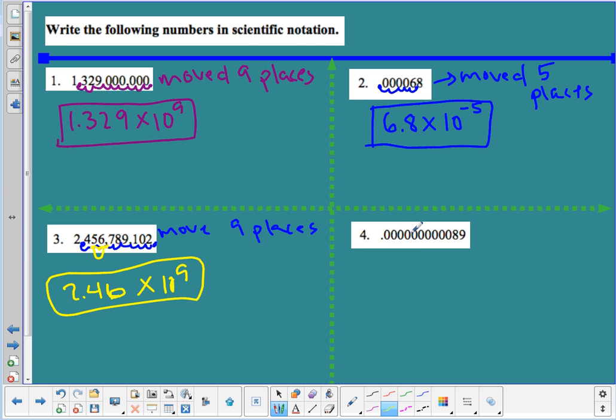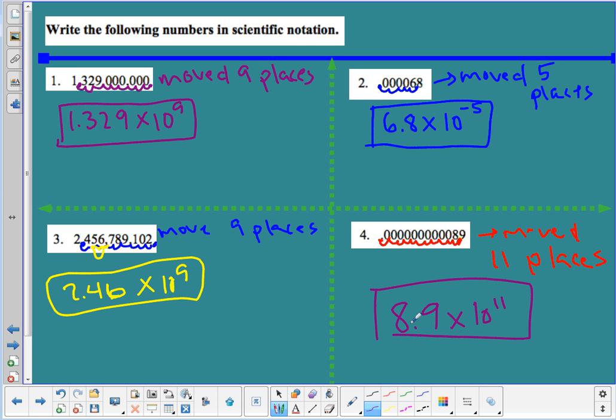In number 4, it's a really, really small number. My decimal point's going to be way down here between the 8 and the 9 to give me one number in front of the decimal point. Currently, it's right here. How many places did it go? 1, 2, 3, 4, 5, 6, 7, 8, 9, 10, 11. So I moved 11 places. My pen doesn't like to work on the bottom of the screen. 11 places. So that would be 8.9 times 10 to the 11th.